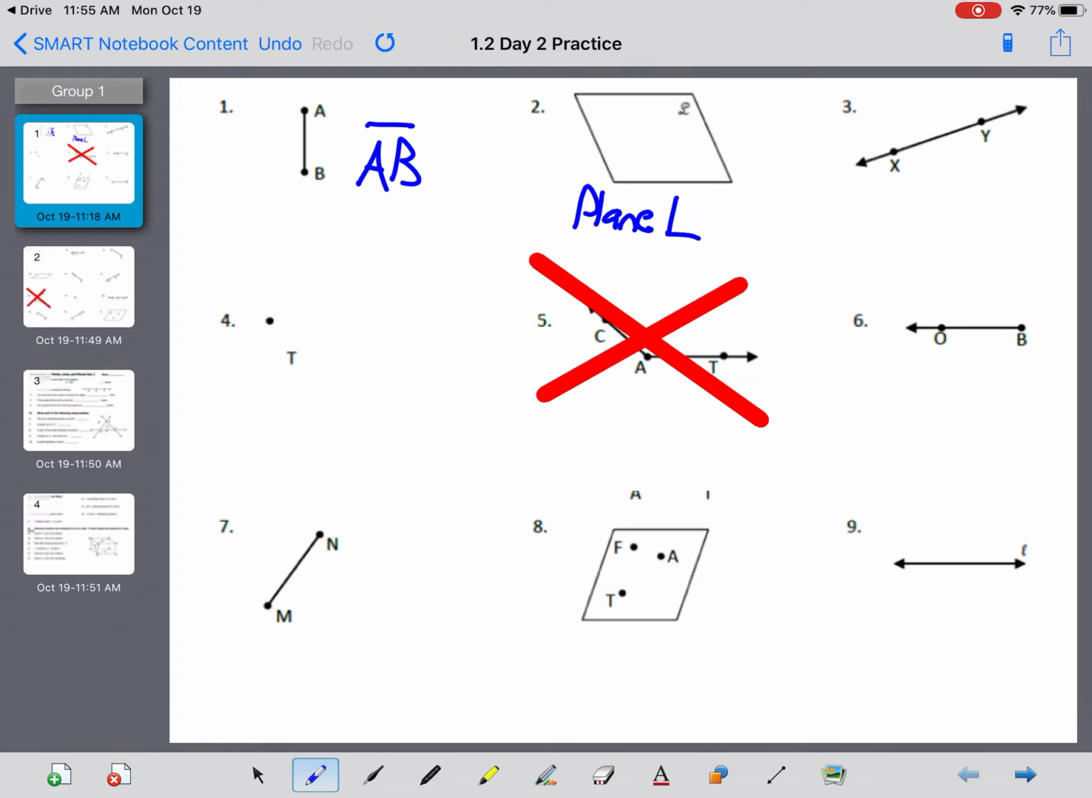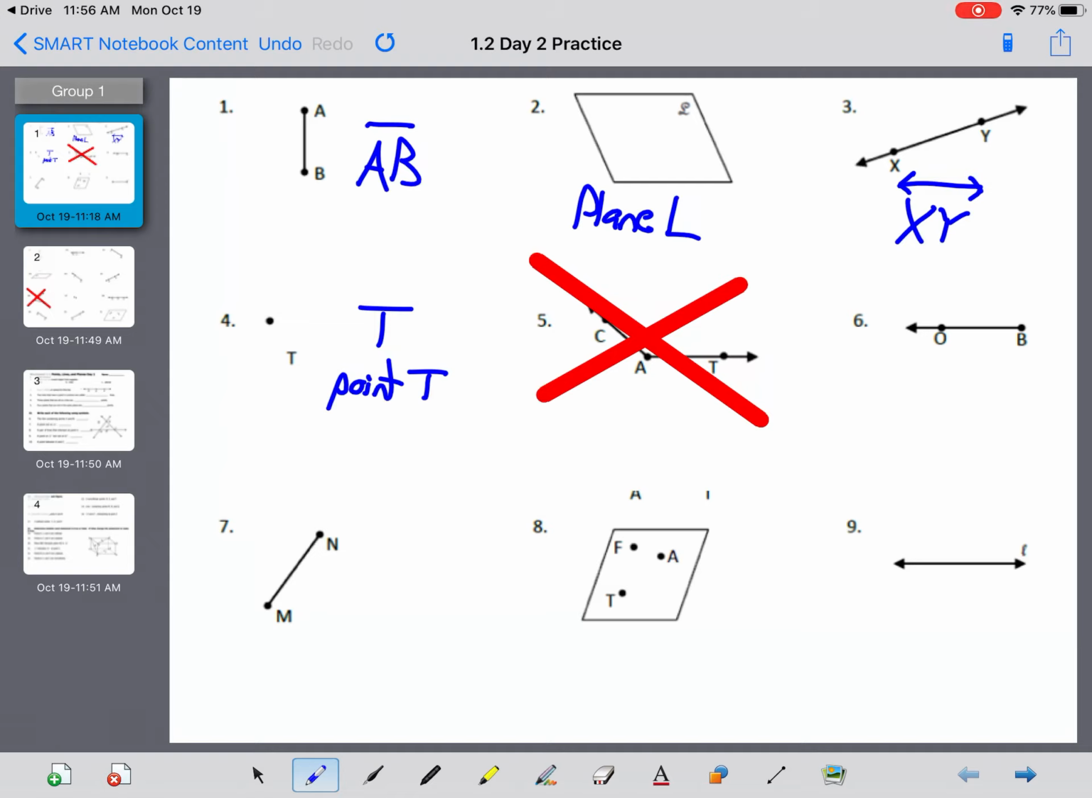Number 3, I see a line extending in both directions. So this would be line X, Y. Remember, with lines, you put the arrows on top. Number 4 is a point labeled T. Well, that's just T or point T. Oops. Make sure if it's written in a capital, you keep it as a capital.